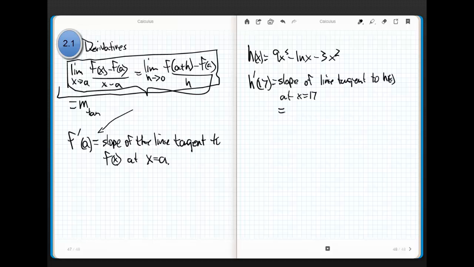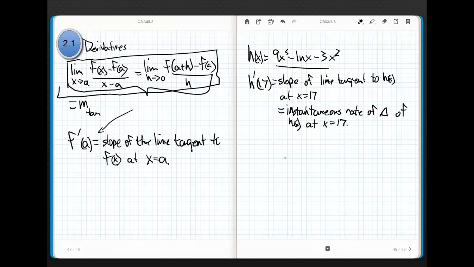Now, it doesn't just mean that. Let's make sure we understand. This is the key thing, because you're going to have this running dialogue of vocabulary words going through your head if you want to be comfortable with this. It also means the instantaneous rate of change. In other words, it tells me how quickly this thing is changing. The rate of change of h of x at x equals 17.